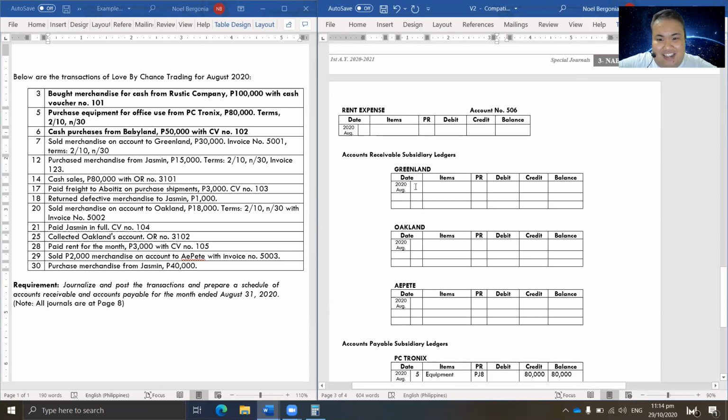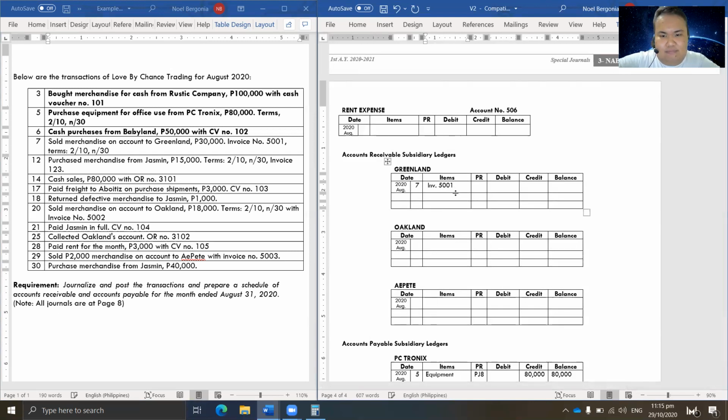Okay, so let's move to the accounts receivable subsidiary ledger. Ayan, i-prepare ko na po. Si Greenland, nandyan na. Okay, so just post it. So 7. Ano yung items natin? So you can put invoice number 5001. Okay, what's the PR? Saan siya nanggaling? SJ8. Sales Journal page number 8, di ba? Yun yung pinanggalingan natin kanina.